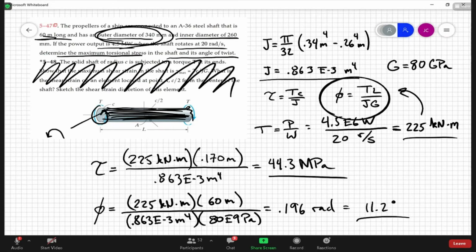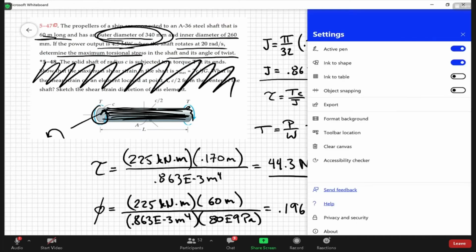Let's look at a more challenging problem. That one's kind of boring, but let's look at a more interesting one. Any questions on that one before I clear it all out? Okay.